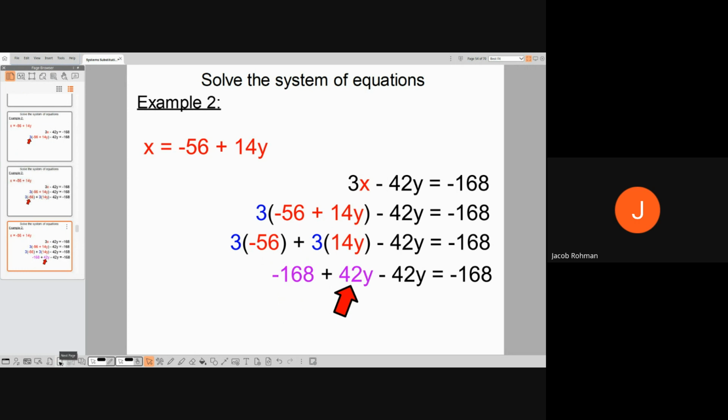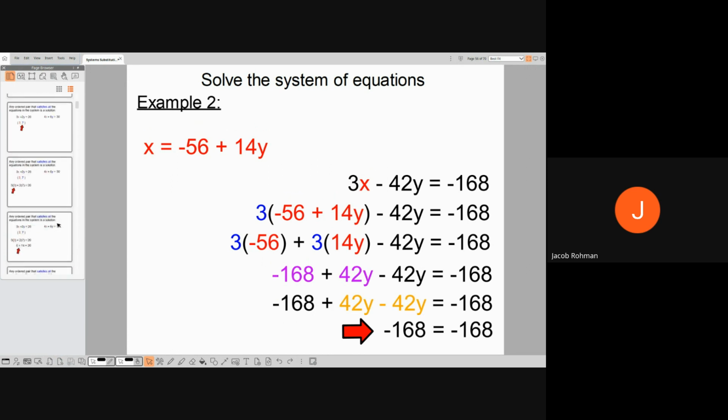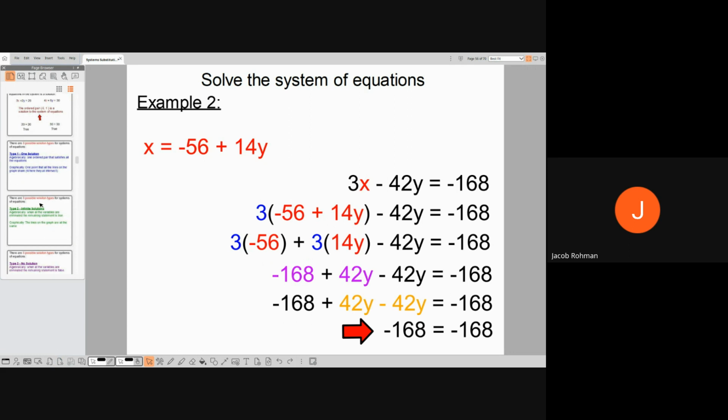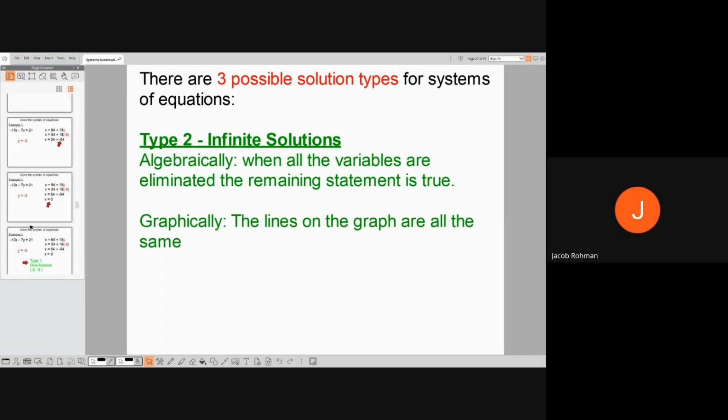And then if I look at what my like terms are here, I can see the 42y and the -42y are like terms on the same side of the equation. When I combine those, they go away to be 0, and I'm left with the statement -168 equals -168. Well, the variables have been eliminated, and this is a true statement. So recall that the second type of solution that we looked at, which was infinite solutions, is when all the variables are eliminated and the remaining statement is true. That means you're going to have an infinite number of solutions.